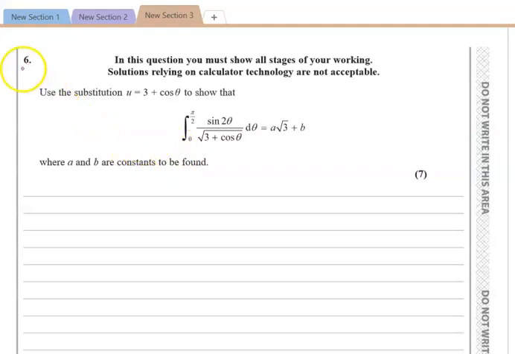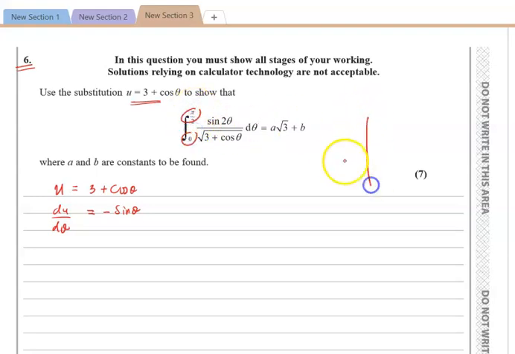All right, question 6, substitution. I don't expect anyone to get this question wrong. Always follow through the steps if they give you a substitution and get the correct answer. So we have u equal to 3 plus cos of theta. First you find du by d theta, which is equal to minus sine of theta. Then you look at the limits, 0 to pi by 2, so change your limits here as well.